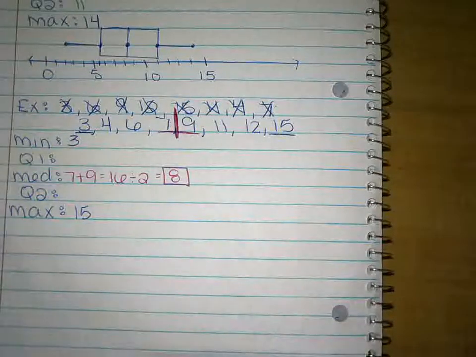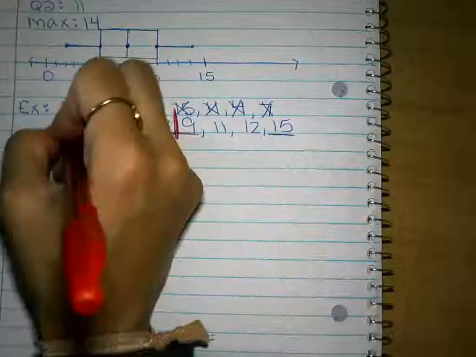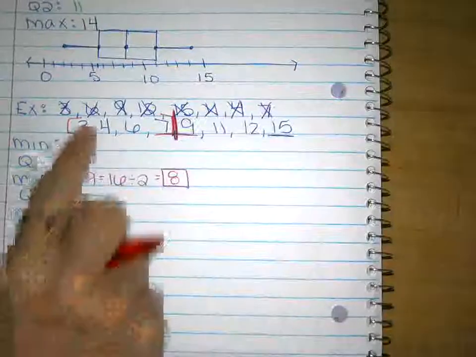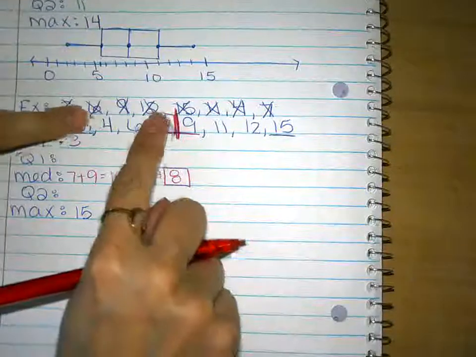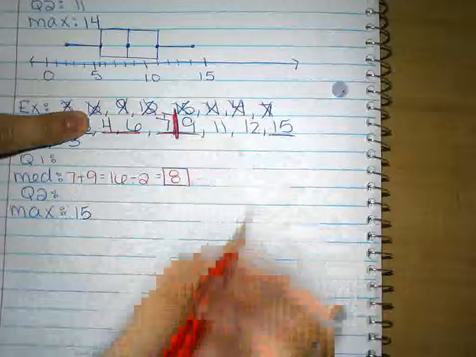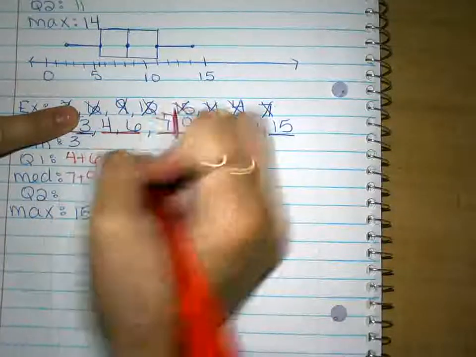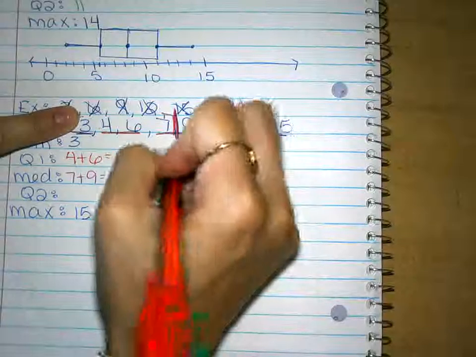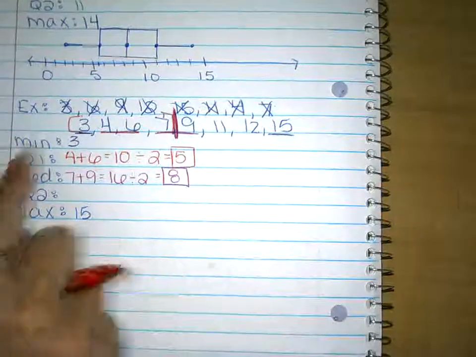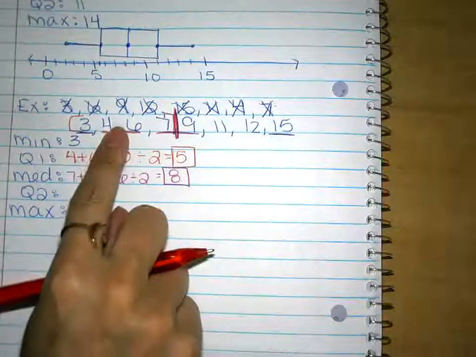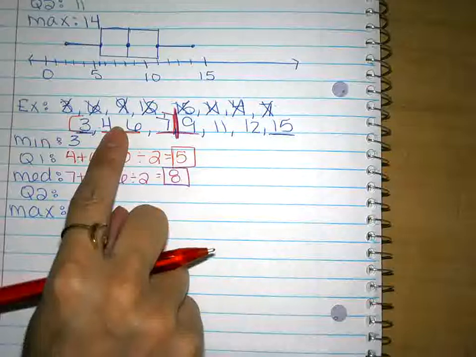I then need to find the lower and the upper, quartile 1, quartile 2. So here's my first set. Same thing, I have 2 numbers left. 4 plus 6 is 10. 10 divided by 2 is 5. So 5 is my quartile 1. I could also know that 5 is directly between 4 and 6.